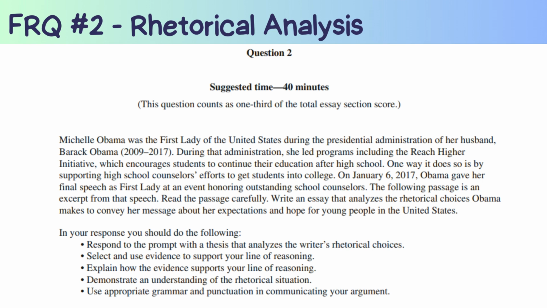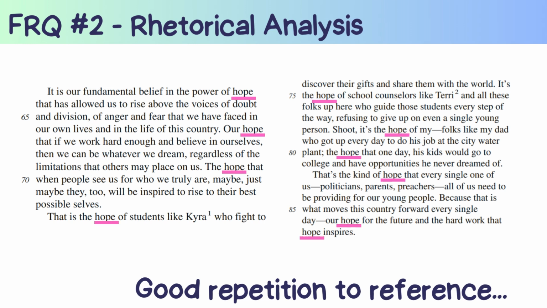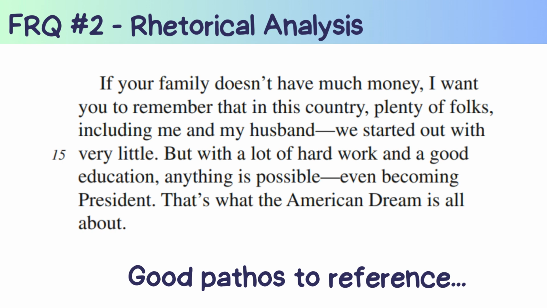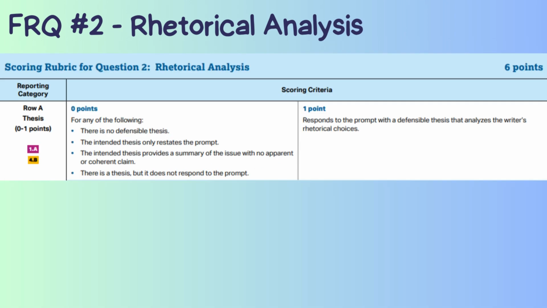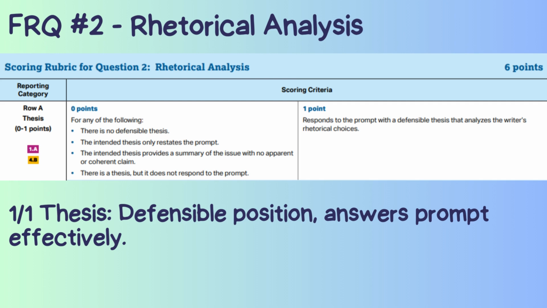Next is the rhetorical analysis, and this one actually used Michelle Obama's speech about her hopes for young people in the United States. I absolutely loved reading the speech, and I found a lot of really good repetition, especially in the last few paragraphs when she was talking about hope and its role in making a better America. There's also some pathos to reference in this paragraph here when she used the emotional appeal about starting from scratch in America.